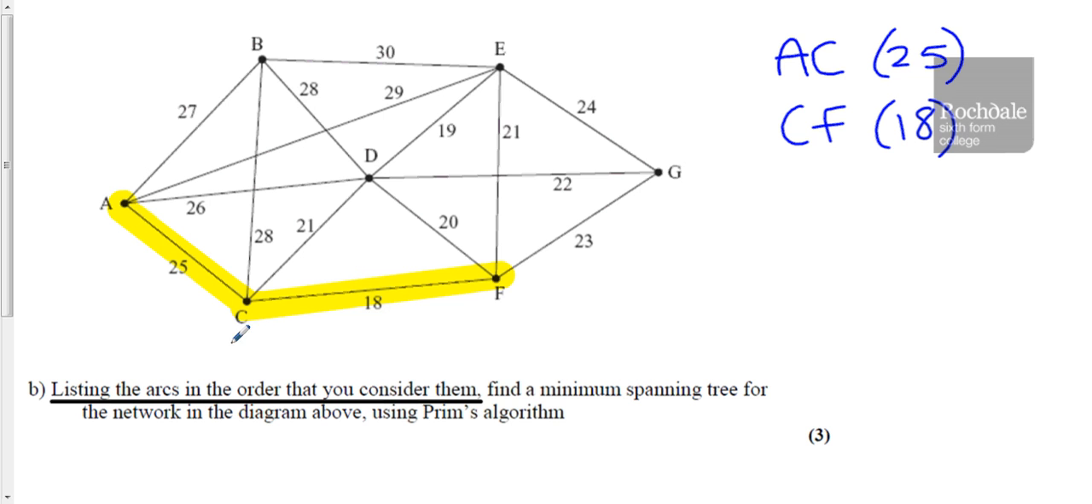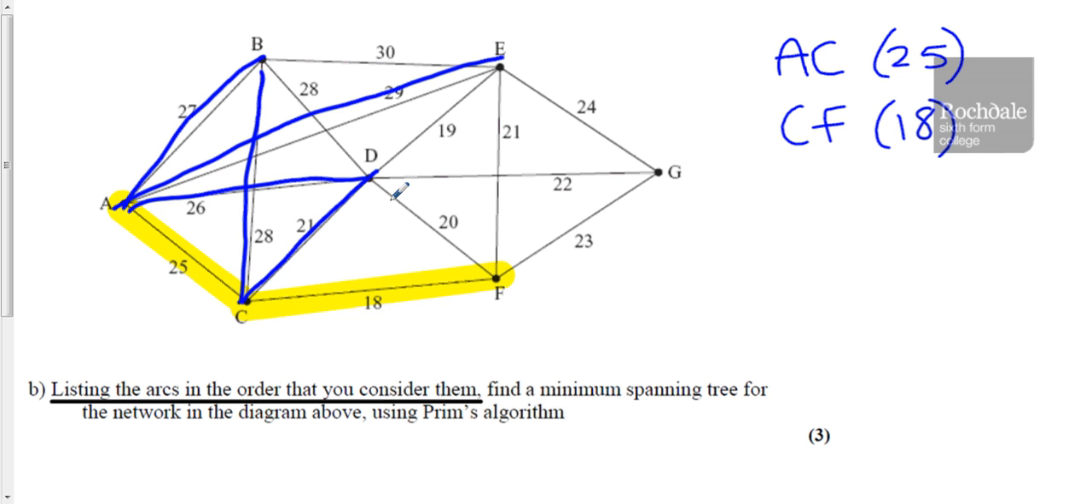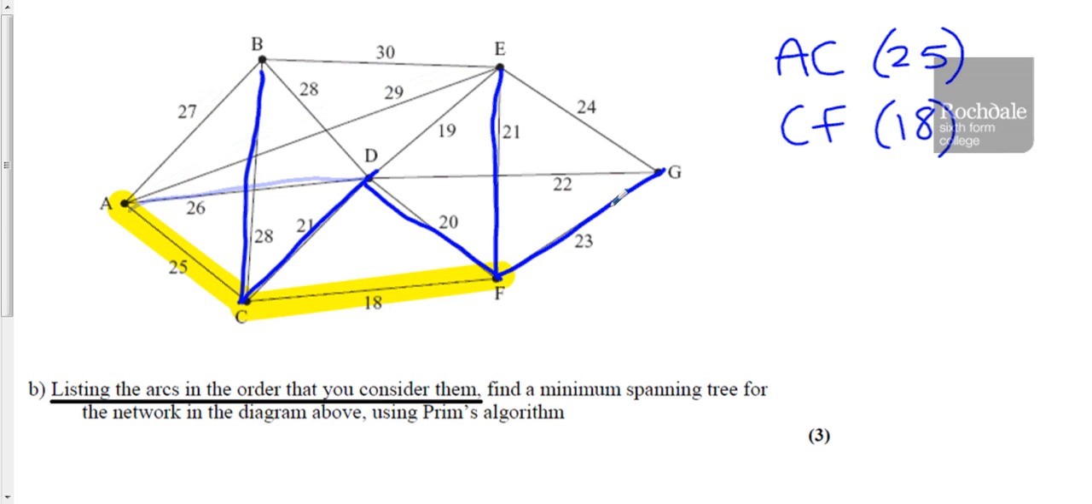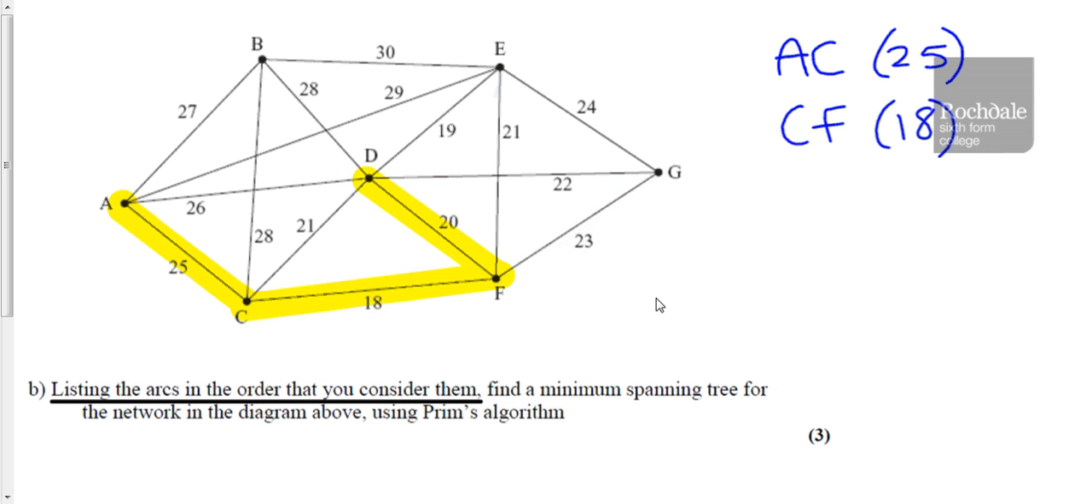Now that we have A, C and F in the tree, the options I have for connecting a new vertex to the tree are AB, AE, AD, or CB, CD, or FD, FE, FG. Out of all those options, the lowest number is 20, so DF 20 is the third edge added to my tree.